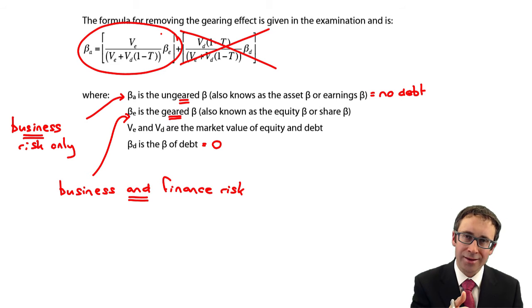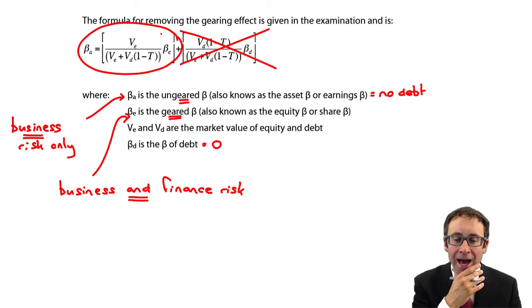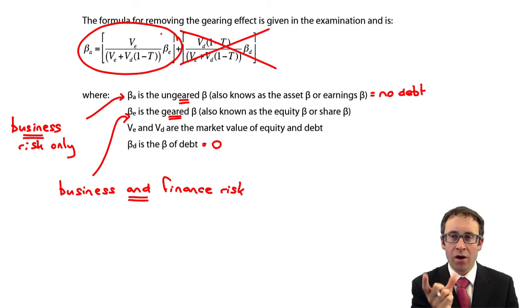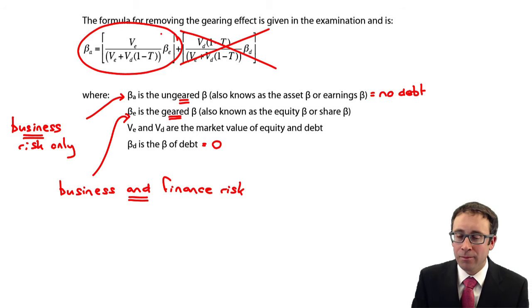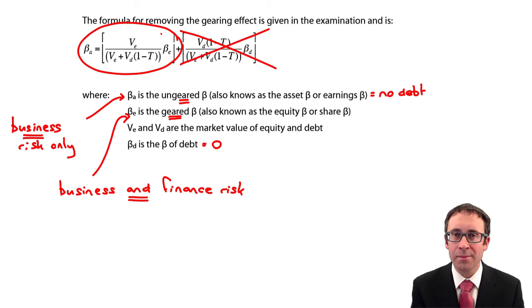You need the formula. I think it's a more complicated formula to remember than CAPM. It's easy to get the geared and the ungeared betas on the wrong side of the equation. So I would try and remember it, but do refer to it in the formula table when you're tapping away on the computer in the exam. So do be very, very careful.